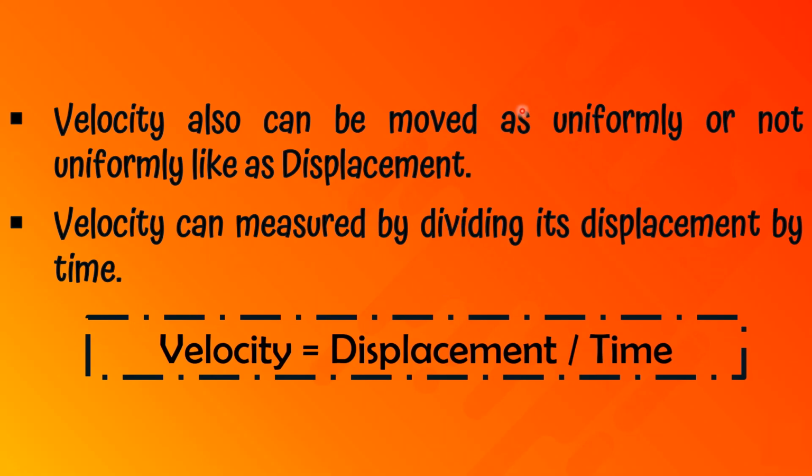Velocity also can be moved as uniformly or not uniformly like speed. Velocity can be measured by dividing its displacement by time. The equation to find velocity is velocity equals displacement divided by time.